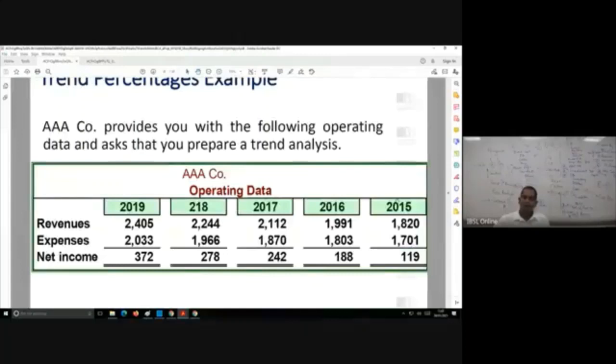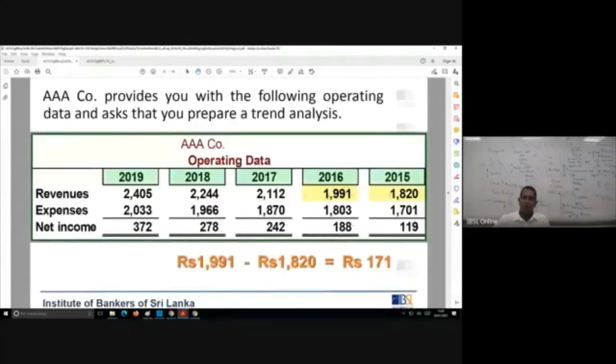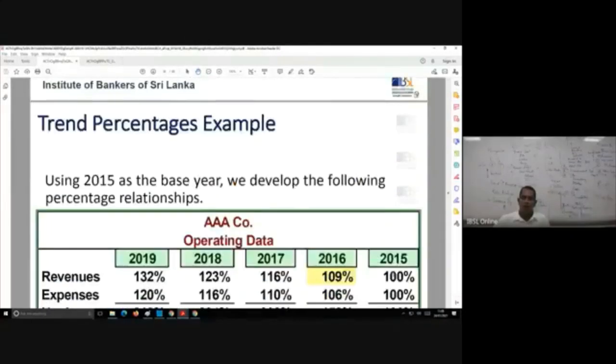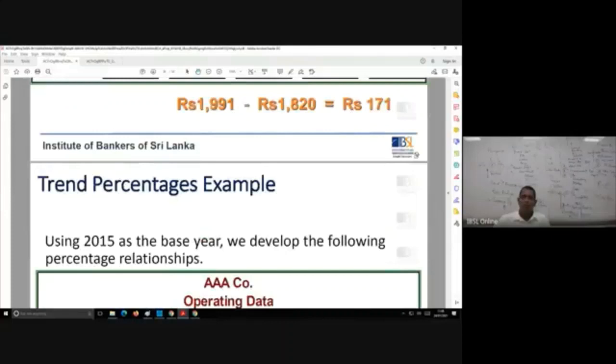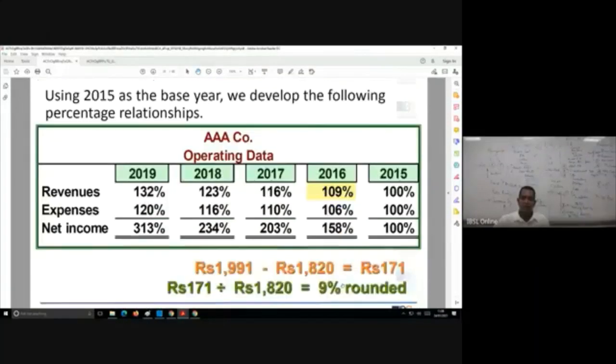This is your base year. From the base year, what is the change? How you calculate that is this minus this one. If you want a percentage, this minus this one divided by the base year figure, that is this. Similarly, you do it for the other years also, from the base year, how it has changed.